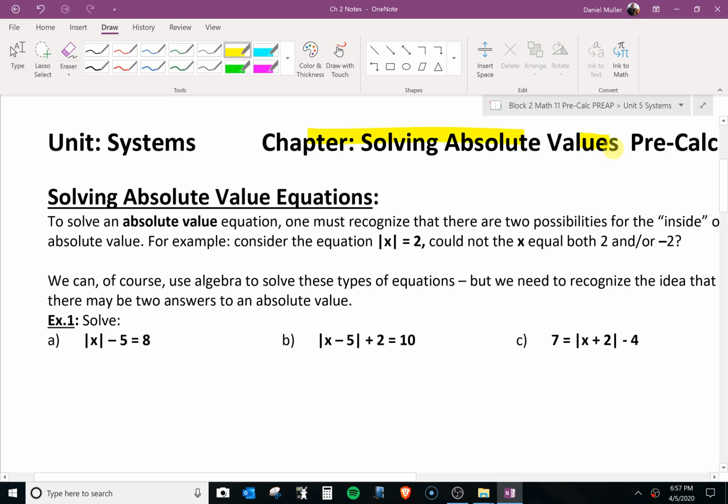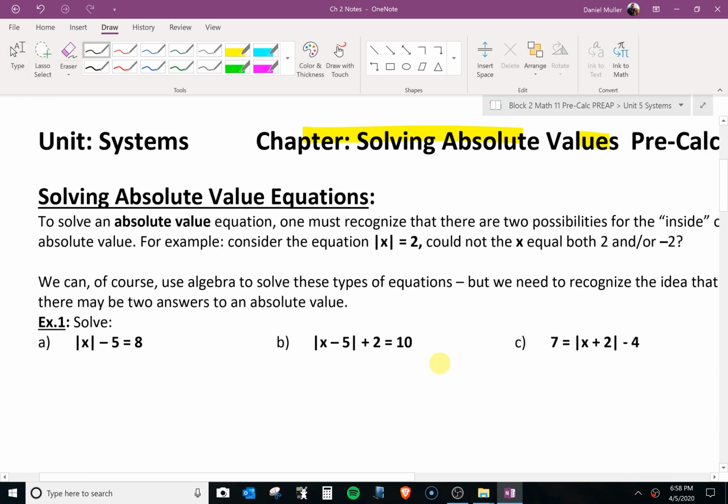Solving absolute values. In the previous chapter, we learned that 8 minus 11 gets you the absolute value of -3, which then turns it into 3. So we learned how to evaluate absolute value expressions. Then we learned how to graph things, which we'll still do a little bit more of, and how everything in absolute value, whatever the equation is, has to be positive, and nothing can be down here.